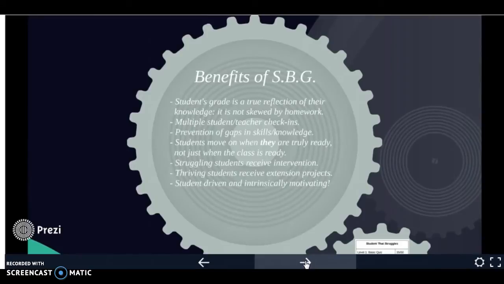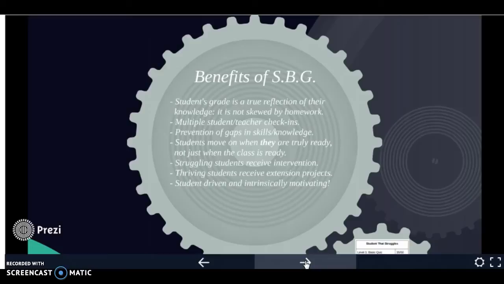Standards-based grading provides many benefits to student learning. As discussed already, a student's grade is a true reflection of their knowledge. It is not skewed by homework completion. There are multiple student-teacher check-ins and opportunities for students to get intervention throughout punch card days.